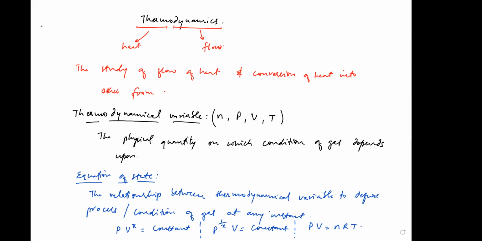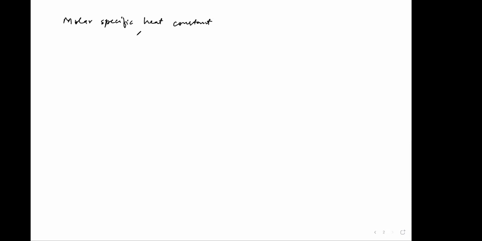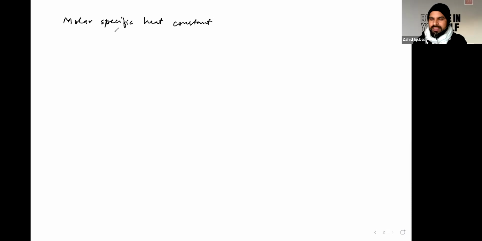Done, sir. Okay. Next is molar specific heat capacity or constant. You must have learned about specific heat constant in the last chapter, thermal properties of matter. Fatima, any idea what you mean by specific heat constant? No, sir. Specific heat constant means the amount of heat required to raise the temperature of a specific amount of substance by 1 degree Celsius or 1 Kelvin.